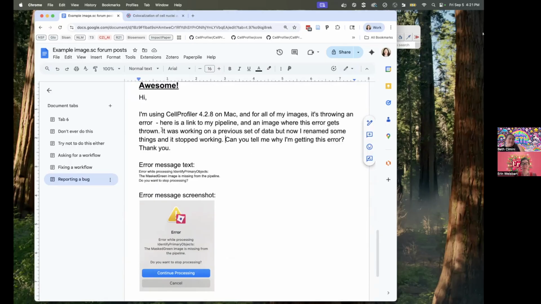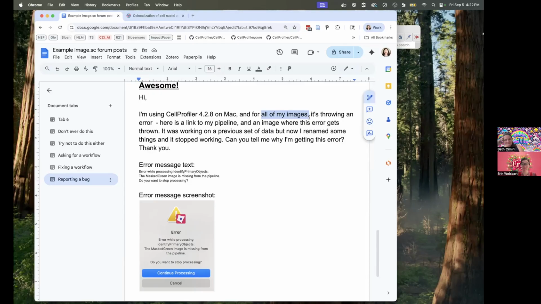And here they're saying what kind of computer it is, that it was working, but then we renamed things and it stopped working. The more information you give us about what was happening, or that it's happening on all of the images, not just some of the images, the more likely we can help you. So you can see none of these posts were very long. They don't need to be incredibly elaborate, but just giving us the basic information, we will do our best to really help you get unstuck and get going.